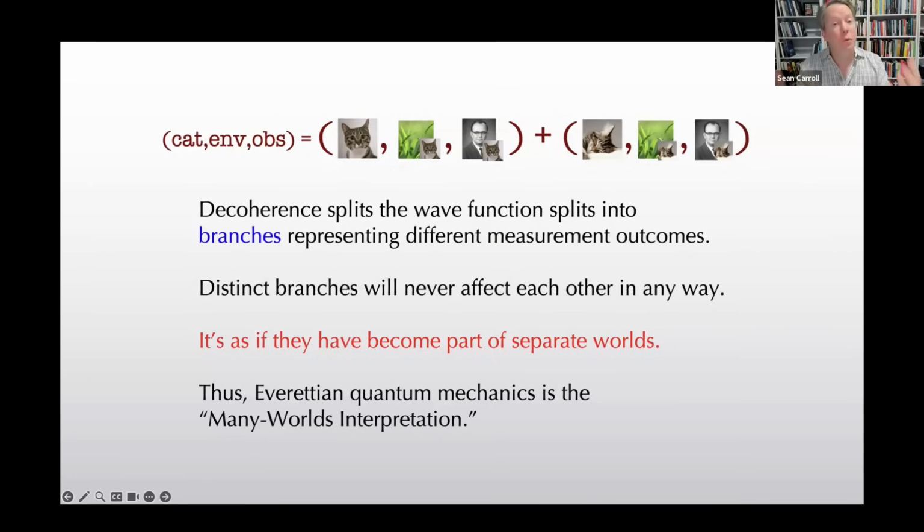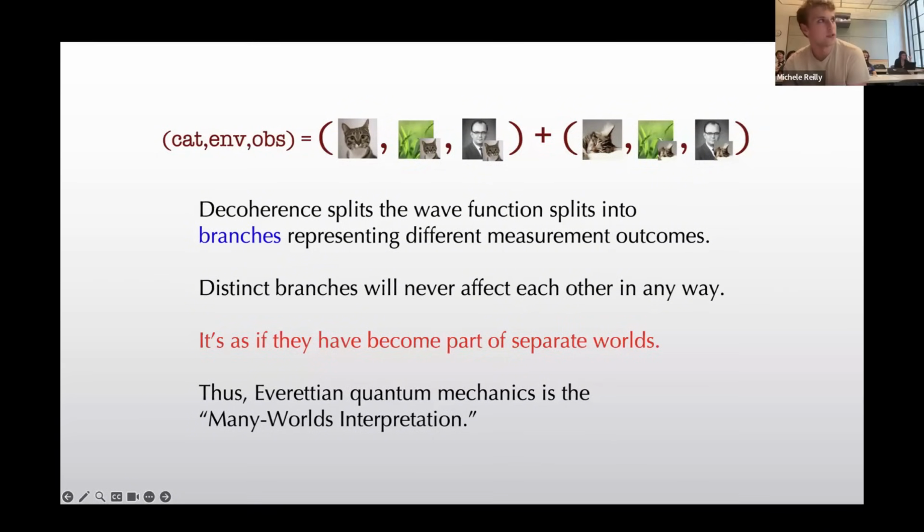You can, if you want, ignore some of the universe. Ignoring the environment is a very traditional thing to do. And then the rest of the system will evolve into a mixed state. That is true. But if you kept the environment along, then everything is still pure.